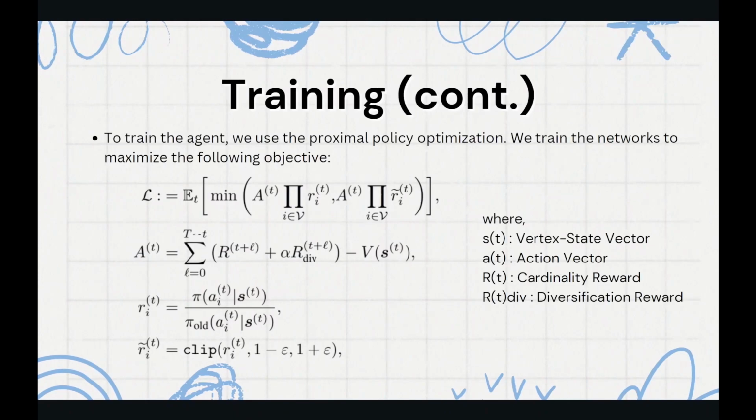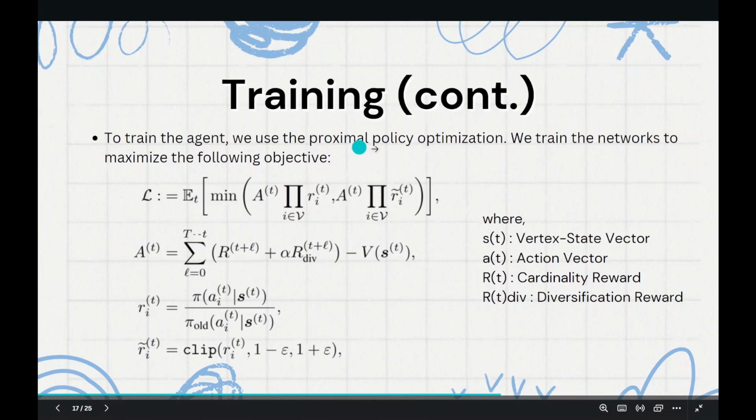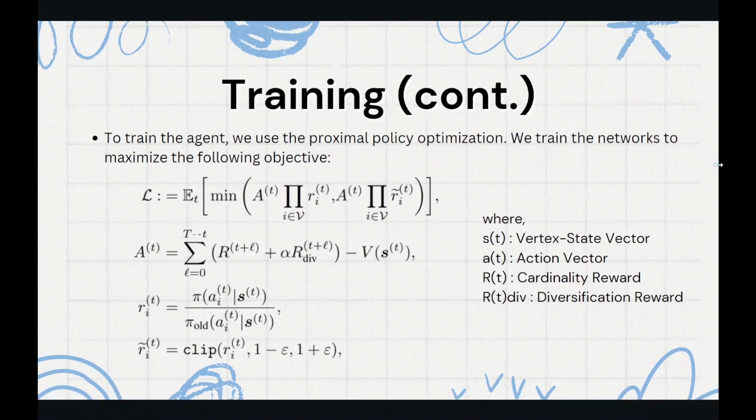The objective function is used to train the model parameters. The objective function uses a clipping mechanism to limit the size of the policy update. This clipping mechanism is necessary to prevent sudden policy changes. This ends our discussion on the first paper. Now we will take a quick look at the next paper.